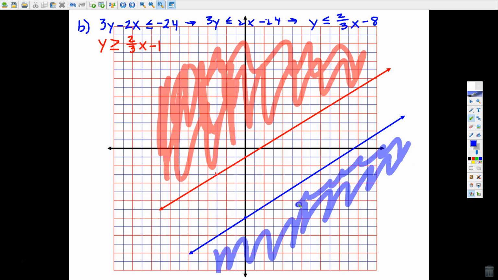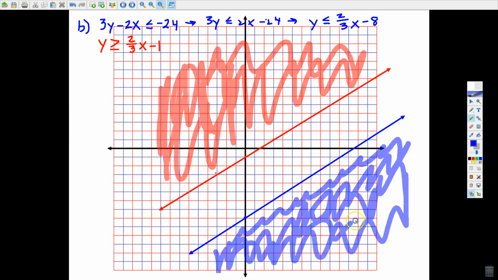Since we're interested in where the two shadings come together, what area do they share? Well, that doesn't happen. These two shadings obviously never meet, so we would interpret this as no solution. I don't want you to think that because they're parallel, they're no solution. It just happened to be that the shadings for the two separate inequalities did not collide, they didn't mesh, and that's what makes it a no solution.